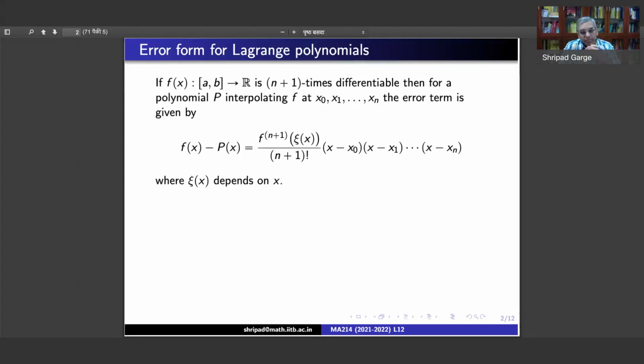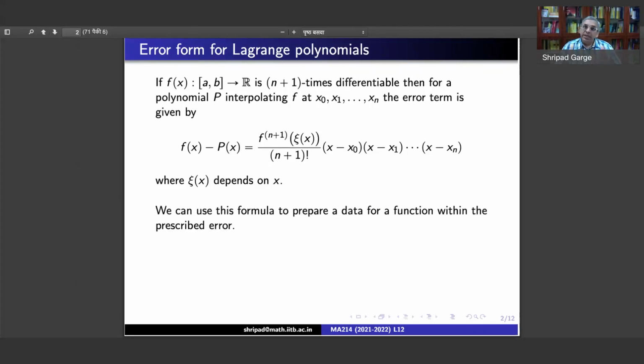So this formula is very similar, and if you remember the Taylor formula error term, then this will be easier to remember from that. And this xi of x depends on x. In Taylor's error term, this xi of x was between the point x you are looking at for computing the error and the point x0. Whereas here we can only say that it is somewhere in the interval spanned by x0, x1, xn and x. So you will say that it's there in the interval [a, b], but it depends on your point x. This is what we have.